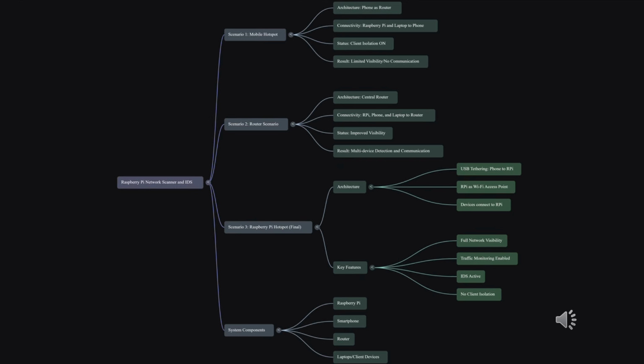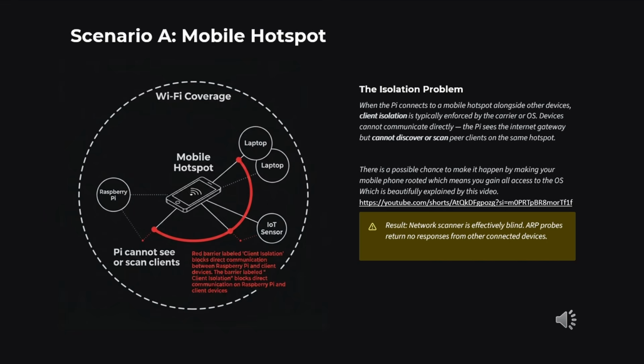This diagram shows the internal workflow of our system. It includes device discovery, scanning modules, logging system, and detection engine. All components are connected to provide real-time monitoring and analysis. When using a mobile hotspot, client isolation is enabled. This means devices cannot communicate with each other, so the Raspberry Pi cannot detect other devices. As a result, the network scanner becomes ineffective.